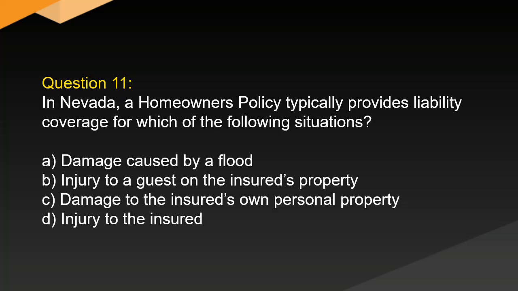Question 11. In Nevada, a homeowner's policy typically provides liability coverage for which of the following situations? A. Damage caused by a flood. B. Injury to a guest on the insured's property. C. Damage to the insured's own personal property. D. Injury to the insured.